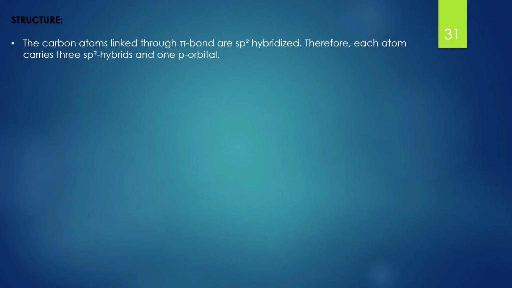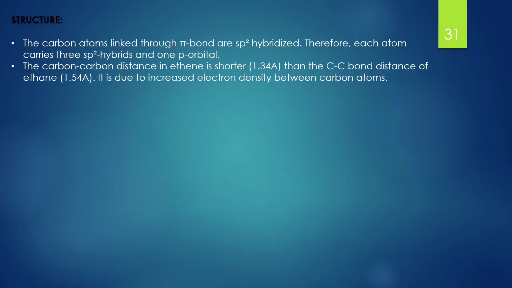Let's have a look at the structure of alkenes. The carbon atoms linked through pi bonds are sp2 hybridized. Therefore, each atom carries 3 sp2 hybrid and 1 p orbital. The carbon-carbon bond distance in ethene is shorter than the carbon-carbon bond distance of ethane. In ethene, the bond length is 1.34 angstrom, whereas in alkane or ethane, the bond length is 1.54 angstrom. It is due to increased electron density between carbon atoms.